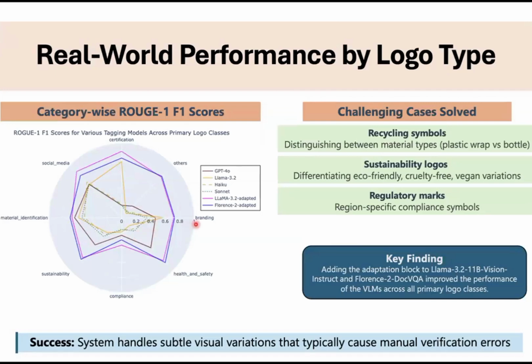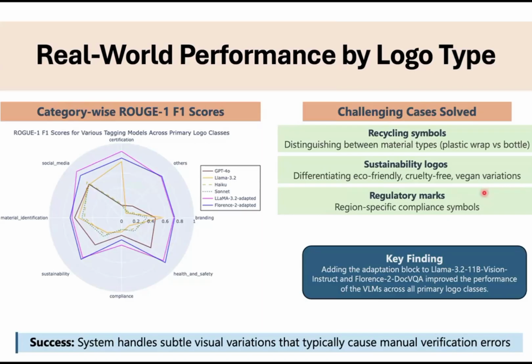But when they are adapted, when they are fine-tuned, you can see they have significantly improved their performance across all the primary classes, even though the compliance class struggled a little bit because of the large variation in the types of compliance logos. So what we actually solved here is that the models were now able to distinguish between different material types present within the recycling symbols. And they were able to differentiate between the different sustainability logos like eco-friendly, cruelty-free, and different vegan variations as well. And the region-specific compliance symbols were also able to be identified.